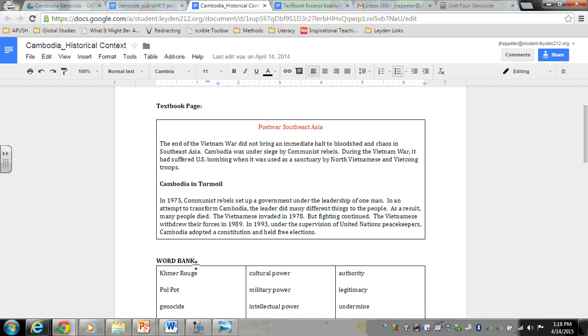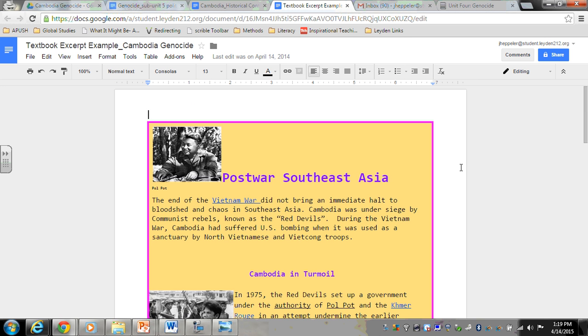All the instructions are on the paper that you had distributed to you. Your textbook page should be completed in a Google document. One person in your group should be responsible for sharing out the Google document to everybody in the group. Here is an example of what a finished textbook page has in it.